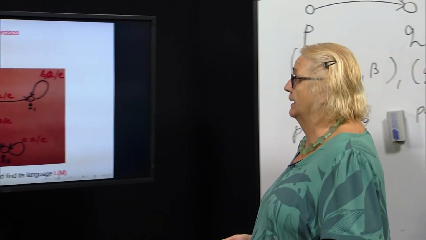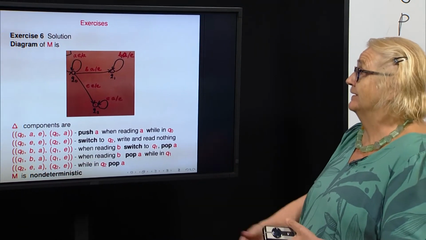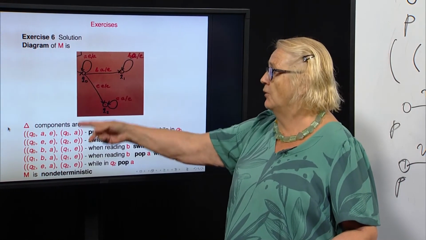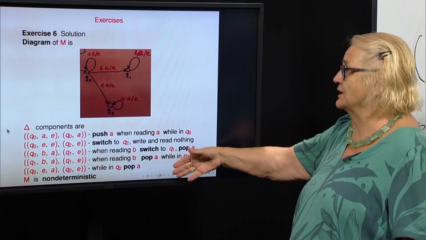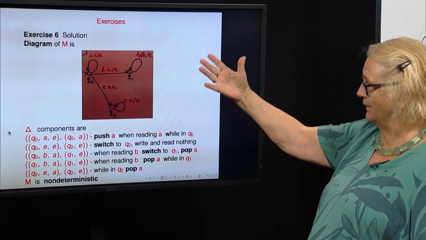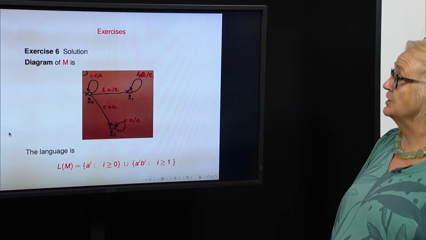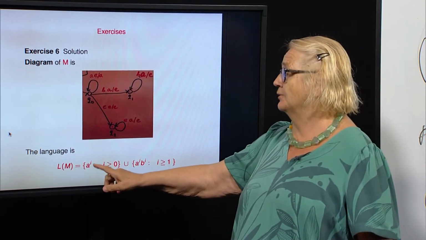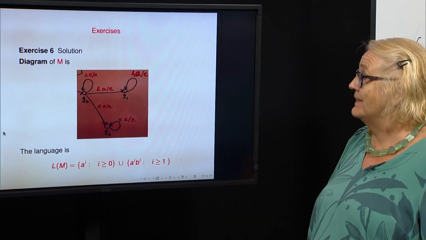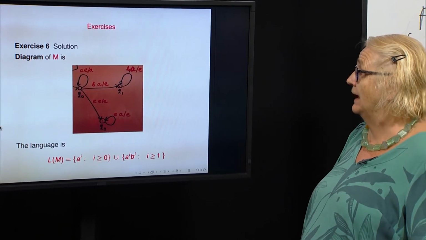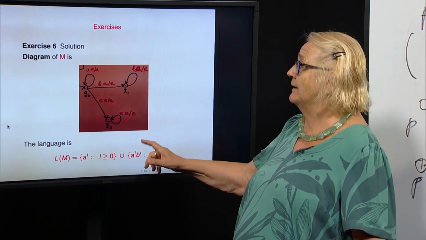And here, that's what I mean, the components are and what's happening. So you think and you write this, and the language would be a to the power n, because that is this. And then you can have a^n b^n.